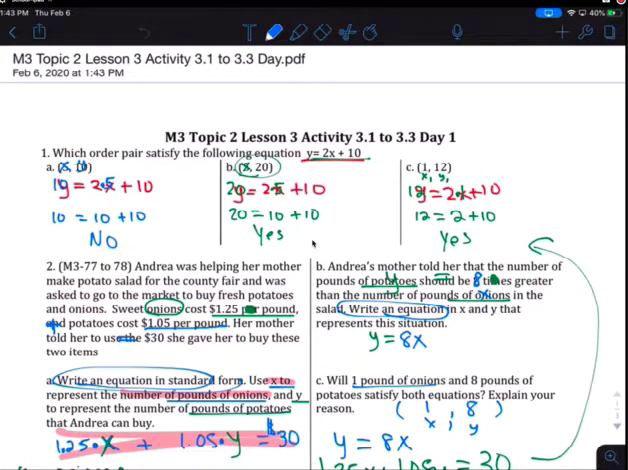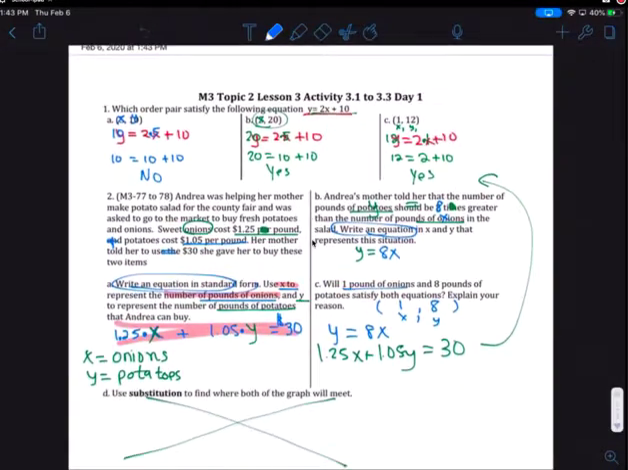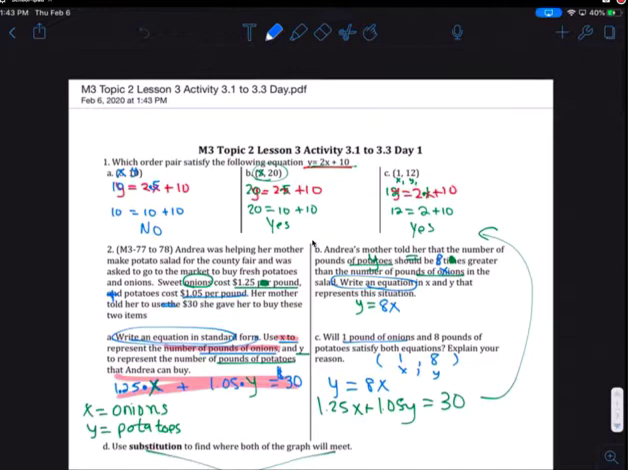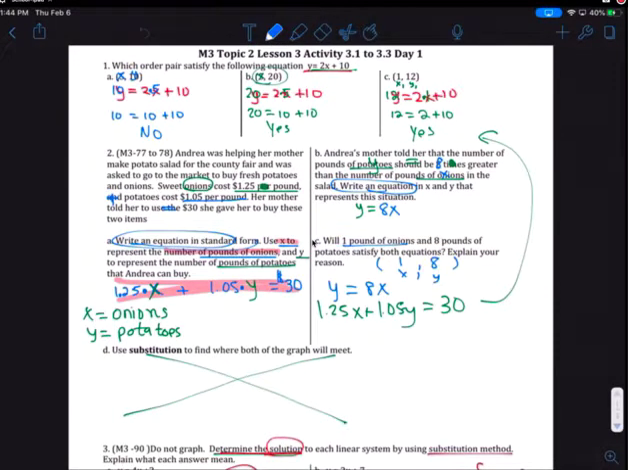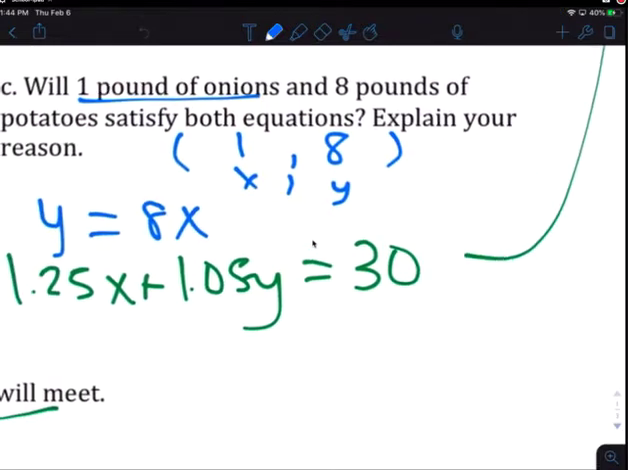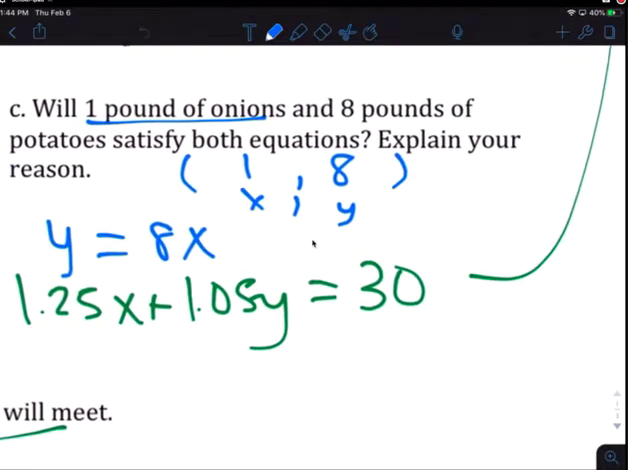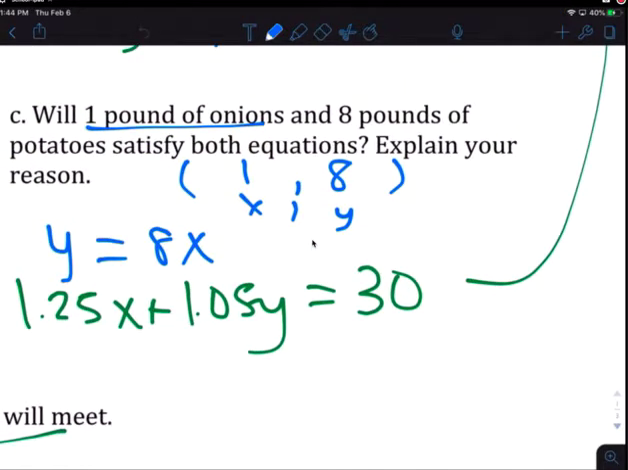Homework, again, depending on which class. Most classes I did this. My first period we started doing this. So most classes I didn't do if it satisfied this. For 1 pound of onion, 8 pounds of potato will satisfy the equation.